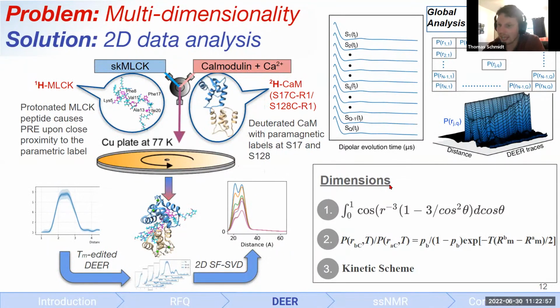With the dimensions, just to keep in mind, we have the simple, like everybody knows, DEER time dimension, where we convert time to distance. And then we have the T2 dimension, which I introduced here by having the concept of a deuterated protein with a protonated substrate bound.